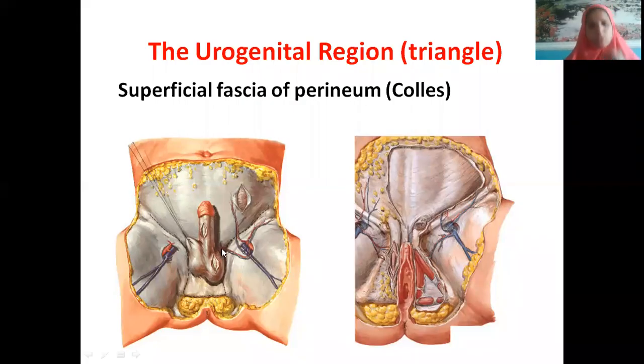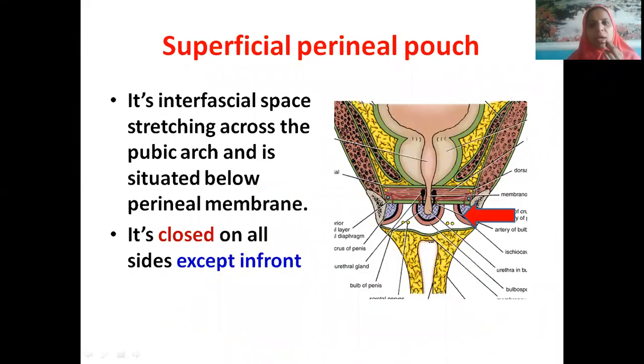So we have seen the Colles fascia attachments. Now we are going to see the superficial perineal pouch. So what is the superficial perineal pouch? I told you, the area between the Colles fascia and the area between the perineal membrane. The area between these 2 points is nothing but the superficial perineal pouch.